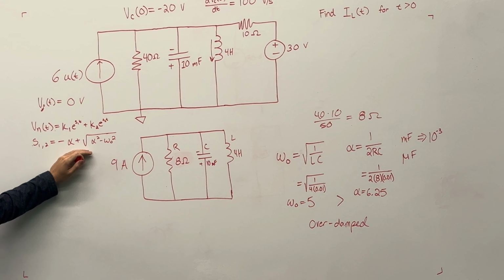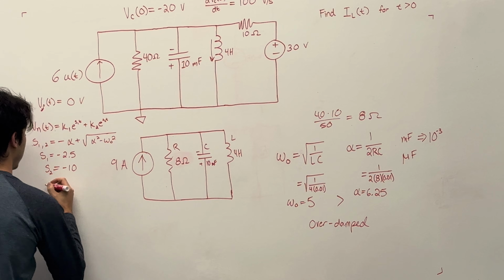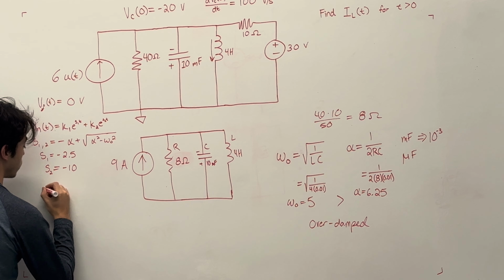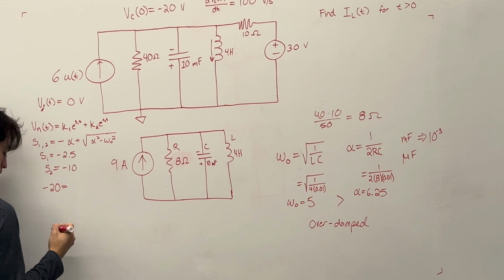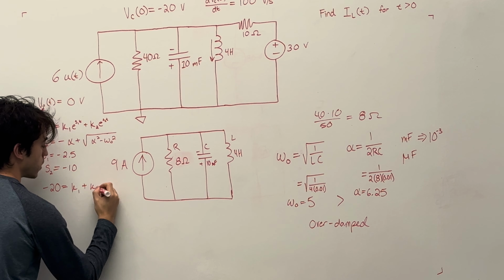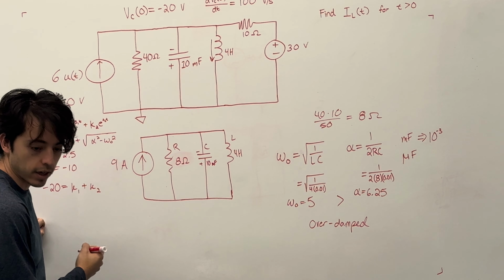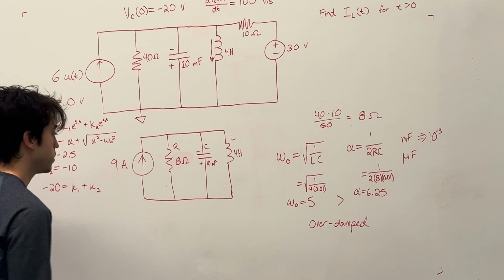our initial conditions. So we know that for Vc of 0, V is minus 20. So at t equal to 0, the e's will go away because the exponent will be equal to 0, e to the 0 is 1. And we will have that minus 20 is equal to K1 plus K2. And we can say that K1 is equal to minus 20 minus K2.